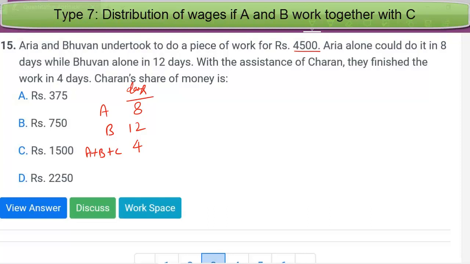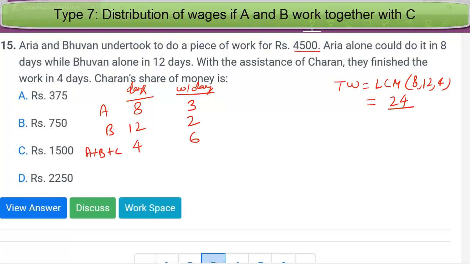So in order to find out the share of money, you should find out the ratio of their efficiency, that means work per day. And in order to calculate this, we should first assume the total work, which should be the LCM of 8, 12 and 4. So that will come out to be 24. So 24 is the total work that has been assumed. So by assuming this, A will be doing 3 work per day, that means 24 by 8. B will be doing 24 by 12, that means 2 work per day, and all together they will be doing 24 by 4, that means 6 work per day.